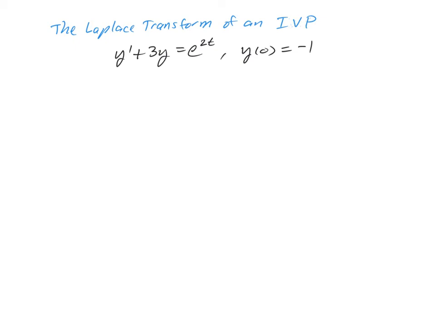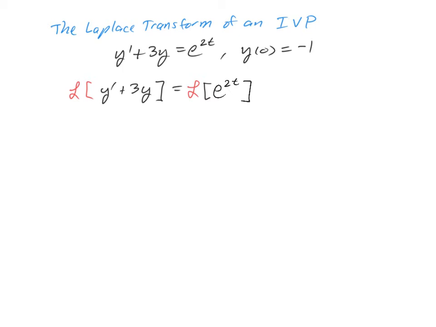In this video, we're going to show you how to take the Laplace transform of an initial value problem. And we'll just do a first order example in this case. So the first thing you want to do, of course, is take the Laplace transform of both sides of the differential equation. So that's going to be the Laplace transform of y prime plus 3y, and that's going to be equal to the Laplace transform of the function e to the 2t.